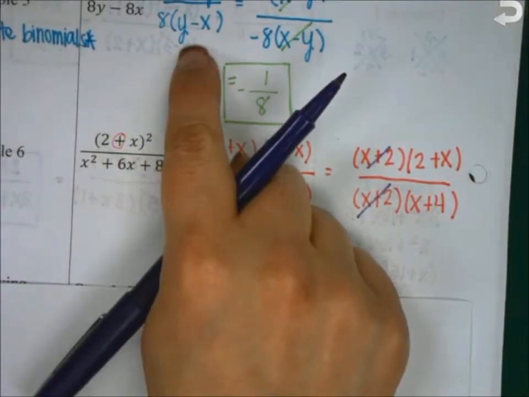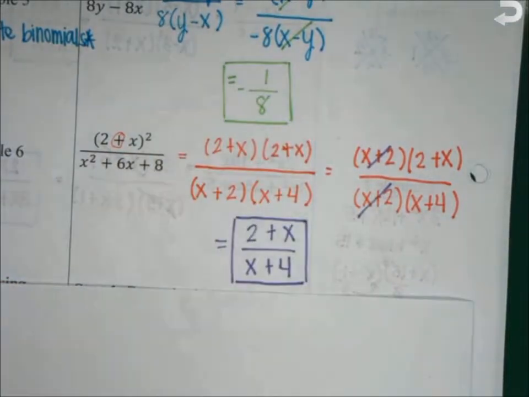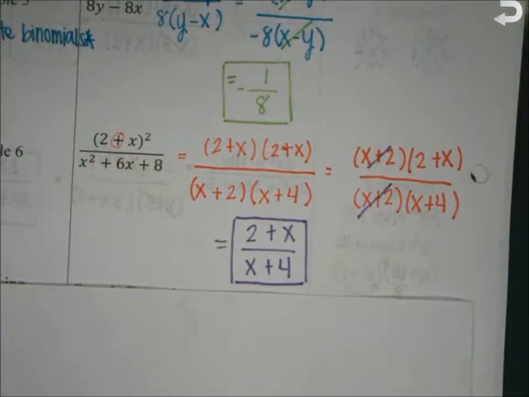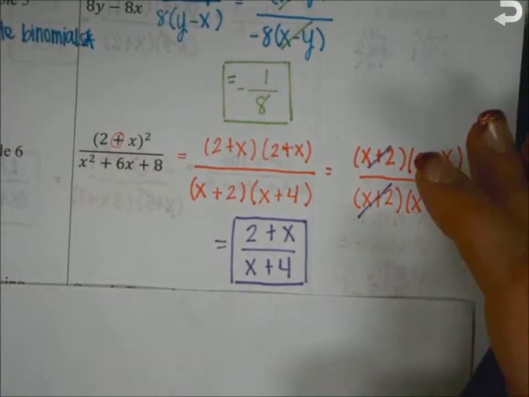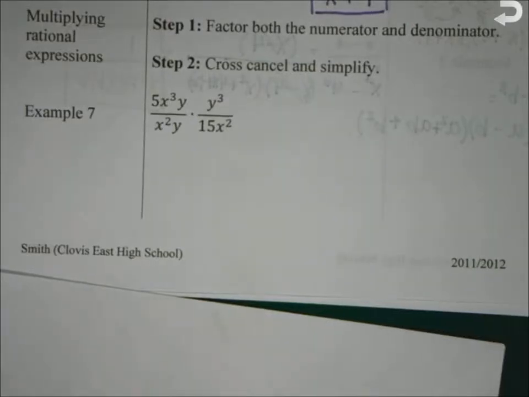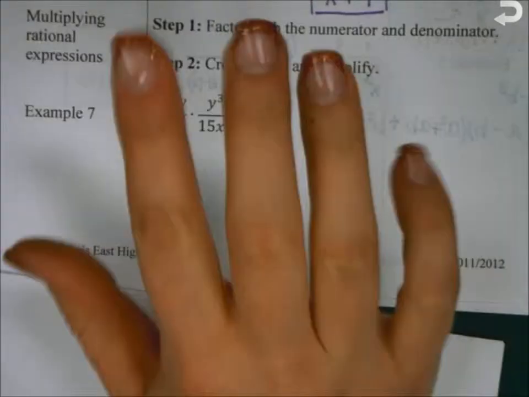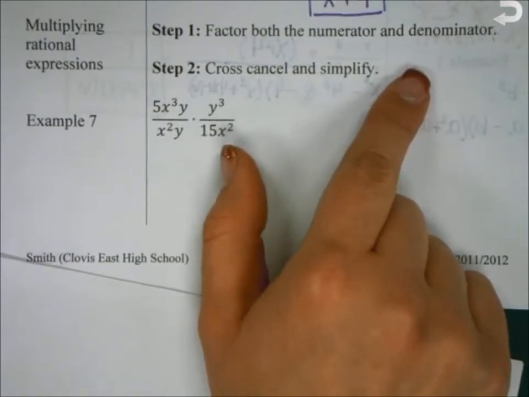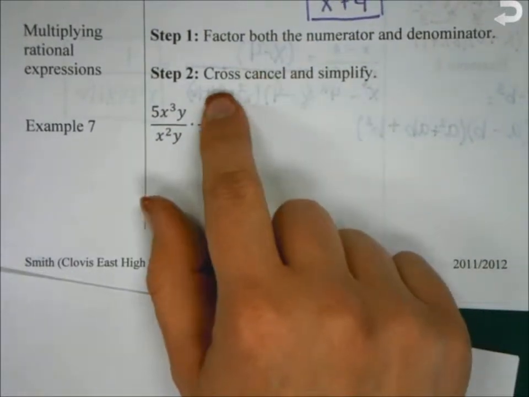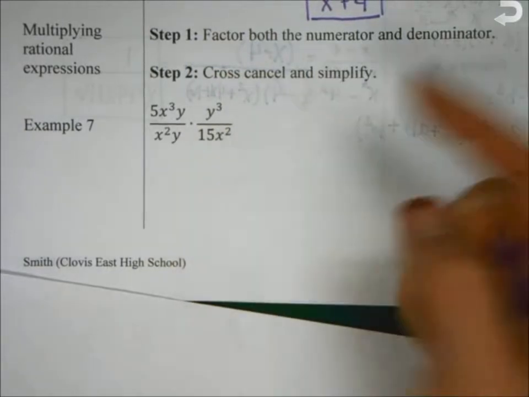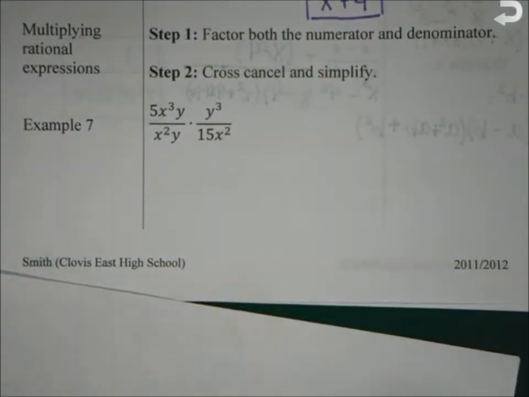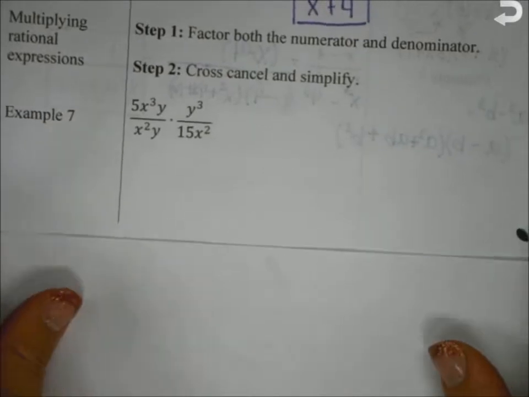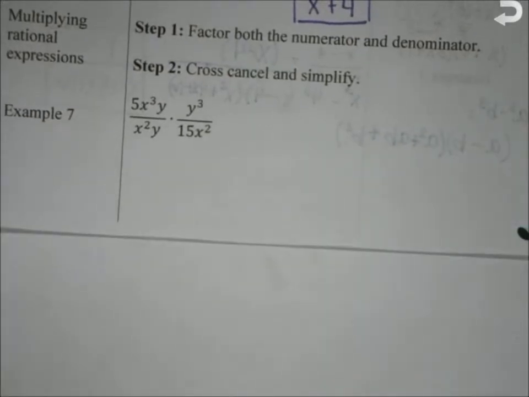Yes. Now we're going to move on to multiplying. It's pretty much similar steps. Step 1, we want to factor the numerator and denominator if we can. And then step 2, we're going to cross-cancel and simplify. Now, remember, anything in the numerator will cancel with anything in either of the denominators. And you guys will see what I mean in a second when we do example 7. So just for right now, write out the steps and write down example 7, and then we'll go over it together.